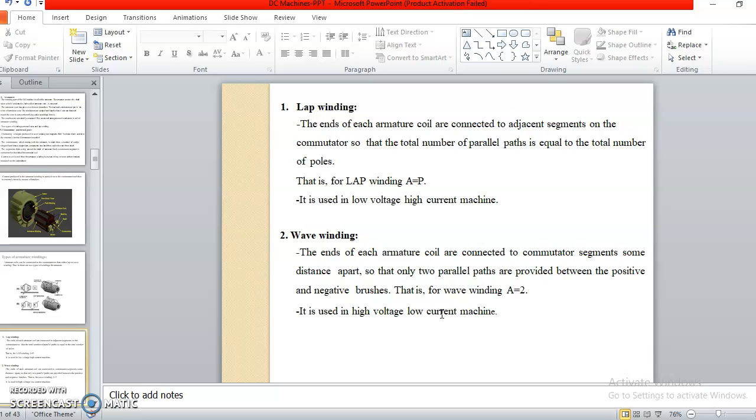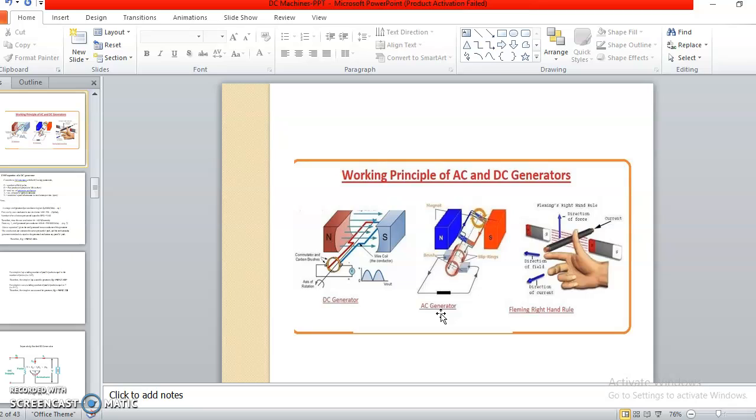The ends of each armature coil are connected to the adjacent segments of the commutator, so that the total number of parallel paths in the lap winding is given by A = P. But for wave winding, the number of parallel paths is always A = 2. So this is the armature winding which we use to collect the induced EMF.